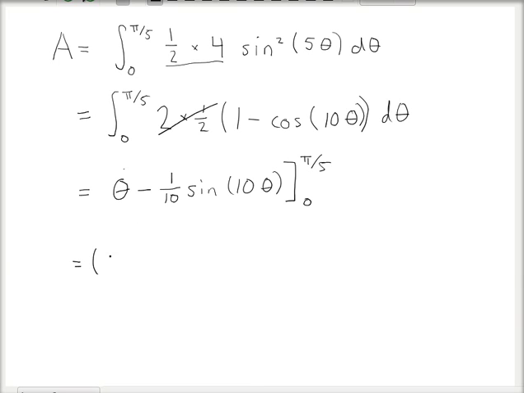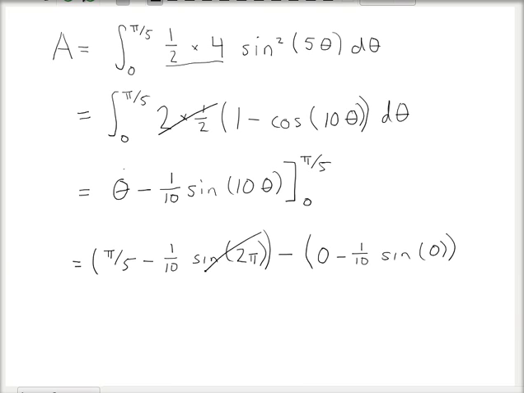So first, if I plug in pi over 5, I get pi over 5 minus 1/10 times the sine of 10 times pi over 5, which is 2 pi, for my first term. Then my second term is 0, so if I plug that in, I get 0 minus 1/10 times the sine of 10 times 0, which is 0. Now, sine of 2 pi is 0, so this whole term just goes to 0. And then sine of 0 is also 0, so this term goes to 0. And I've got a 0 here, so all I'm left with is this pi over 5. And that's my answer. So my area of one loop of the curve is pi over 5.